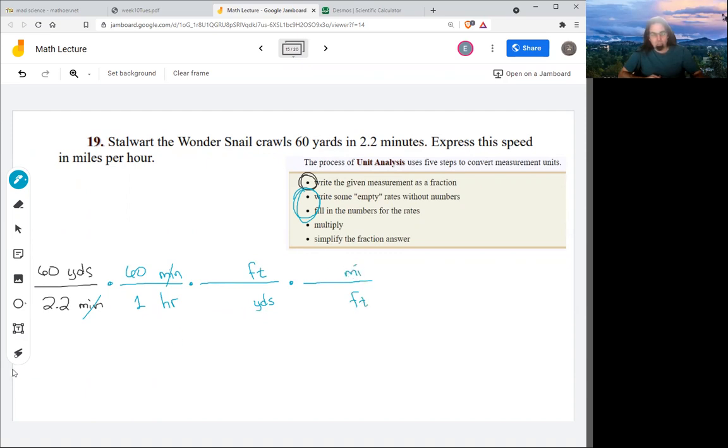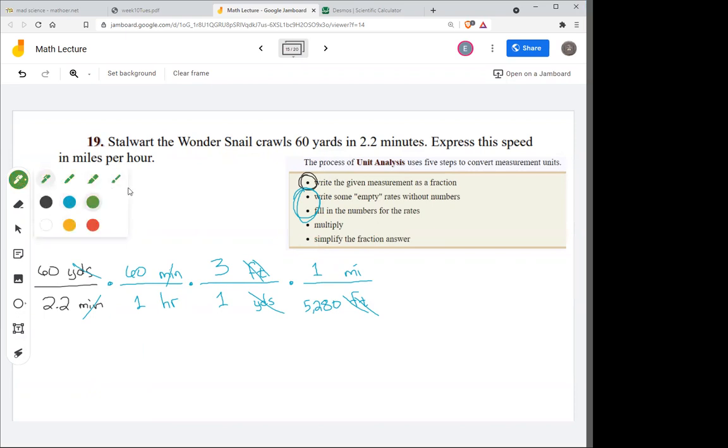So I have to put this yards on the bottom, so it will cancel with the other one, and that puts the feet there. And then I put the second feet on the bottom, so it cancels with the first feet. Now we have miles per hour. So we'll fill in the numbers. This was 3 feet in a yard, and 1 mile is 5,280 feet. Everyone good so far? Yeah.